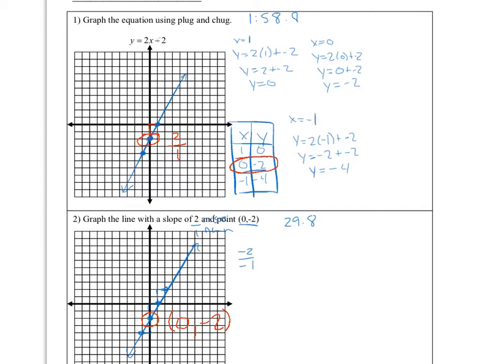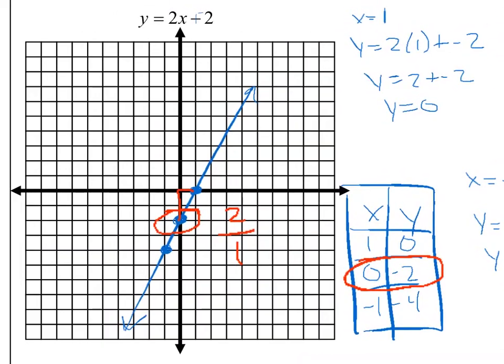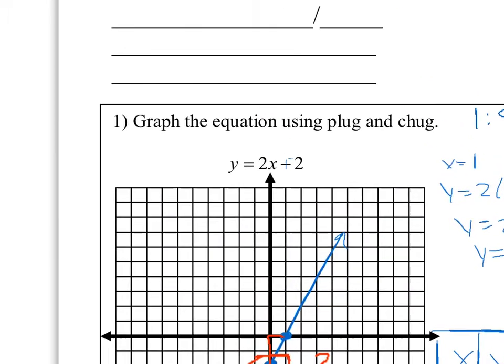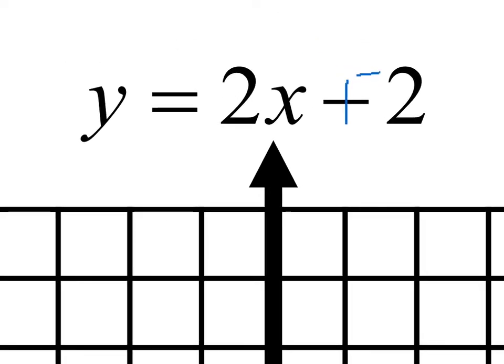let's think critically. We said the two things that were common about this were the slope and the y-intercept. The slope was 2, the y-intercept was -2. When I come over here and look at this equation, what form of the equation is this? We know two forms of the equation. Nafisa. Slope-intercept.